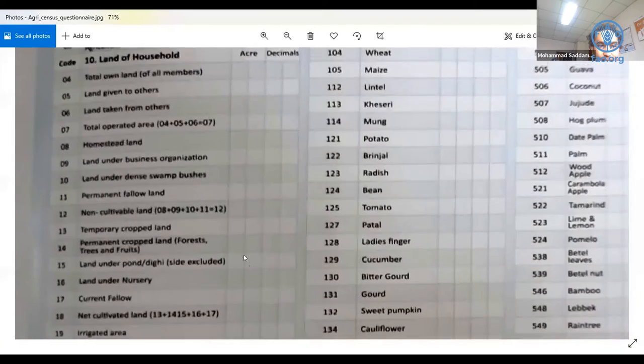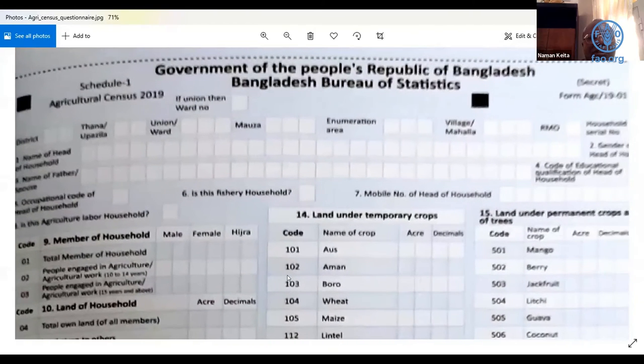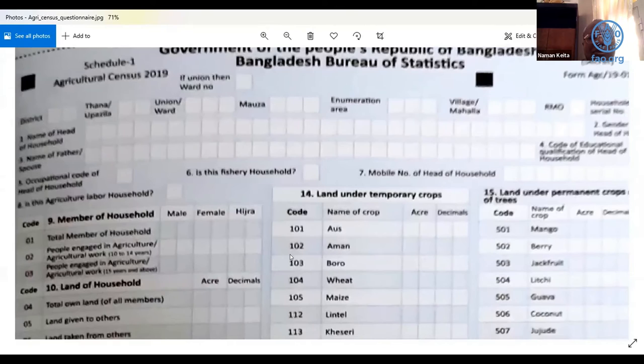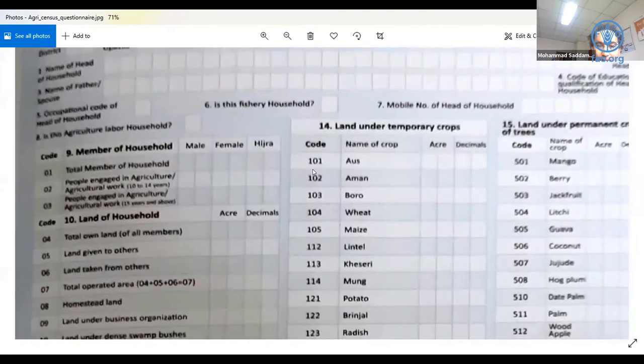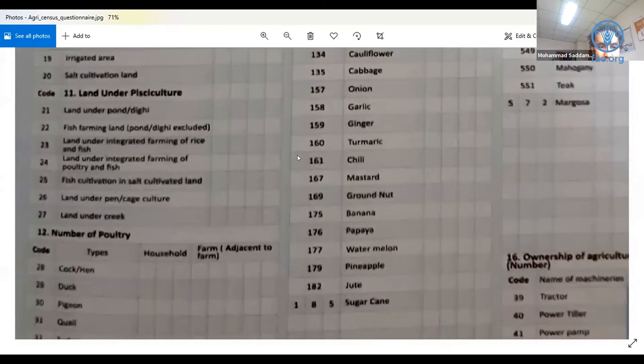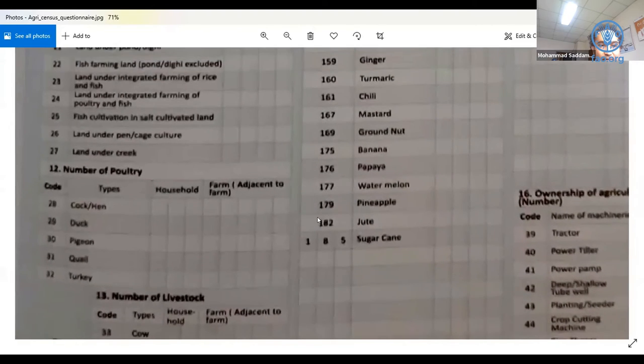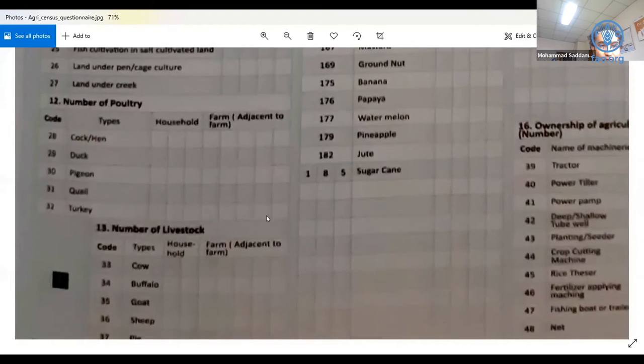Do you have livestock numbers here in this core module? Yeah. In the downs, I'm just showing you. See the question 12, the number of poultry. Okay. Number 13, the number of livestock. It was given on the question as well.